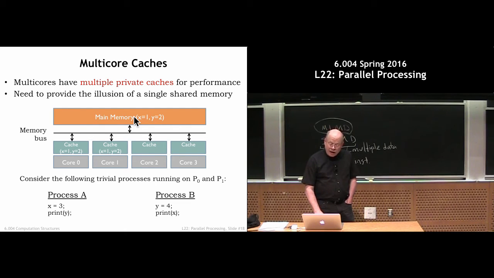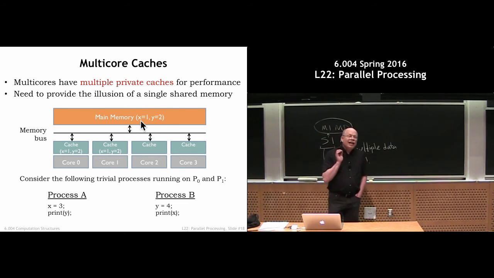But we have to be a little careful, and here's an example. So we're going to start off where we have 2 processes that are running, one in core 0, one in core 1. And everybody has decided that currently x is equal to 1 and y is equal to 2. That's the value.